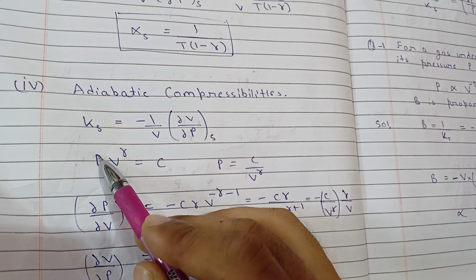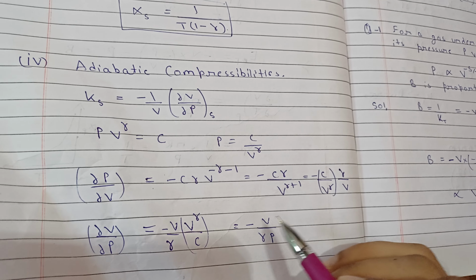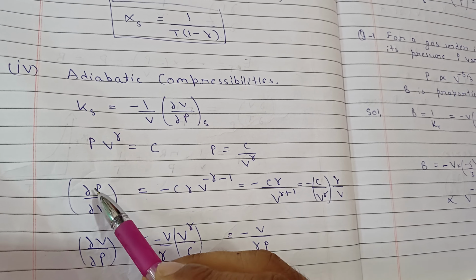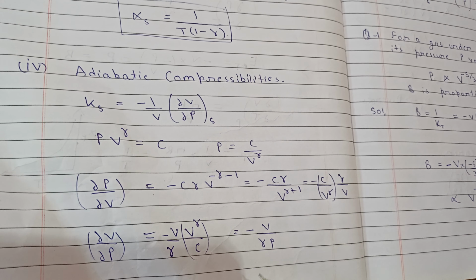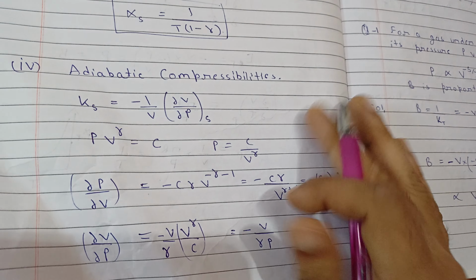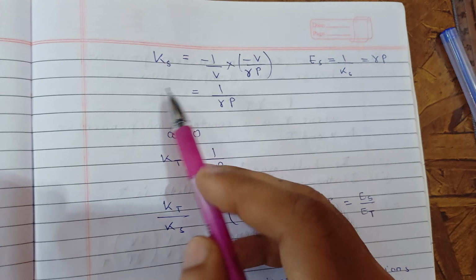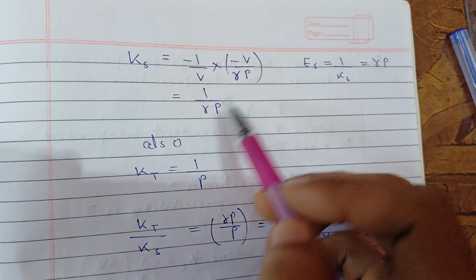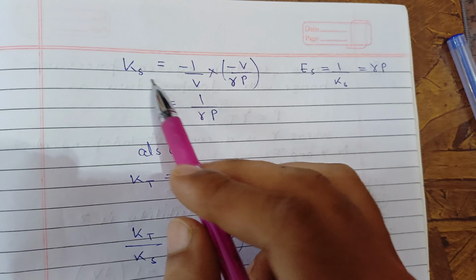and C upon V^gamma, we can find it from here. That will be equal to P. So it will be minus V upon gamma P, that will be equal to del V upon del P, because we will just take the reciprocal of this, it will give you this. Now substitute this value here and you will get this result. The compressibility will be equal to 1 upon gamma P. So this is the adiabatic compressibility.